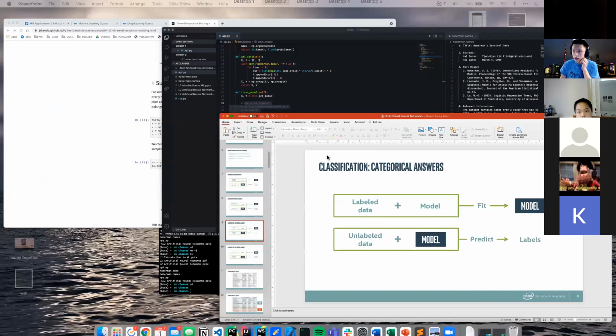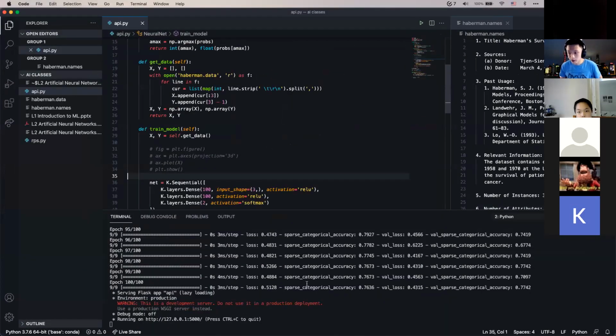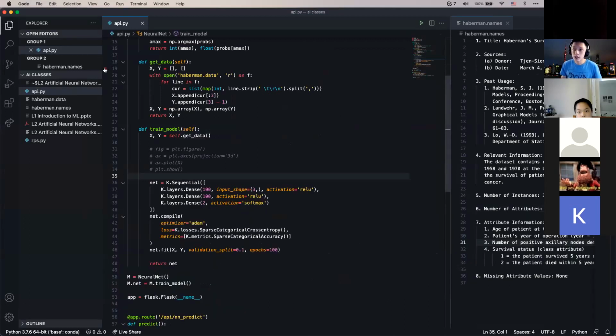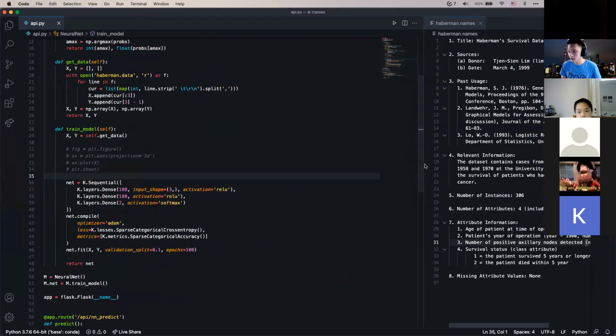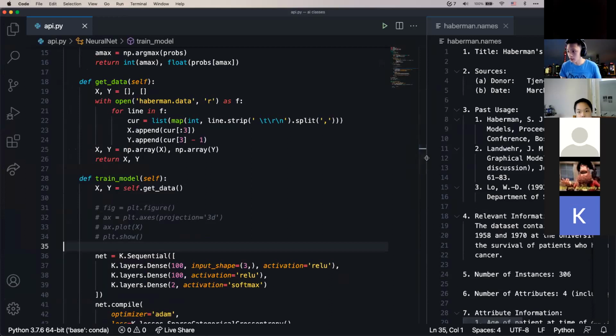Cool. So this is some of the code that we're going to be using to run our lab. Don't worry if none of this makes sense to you. I will point out all of the important parts of the code. But first of all, let me zoom in and let's talk through it.